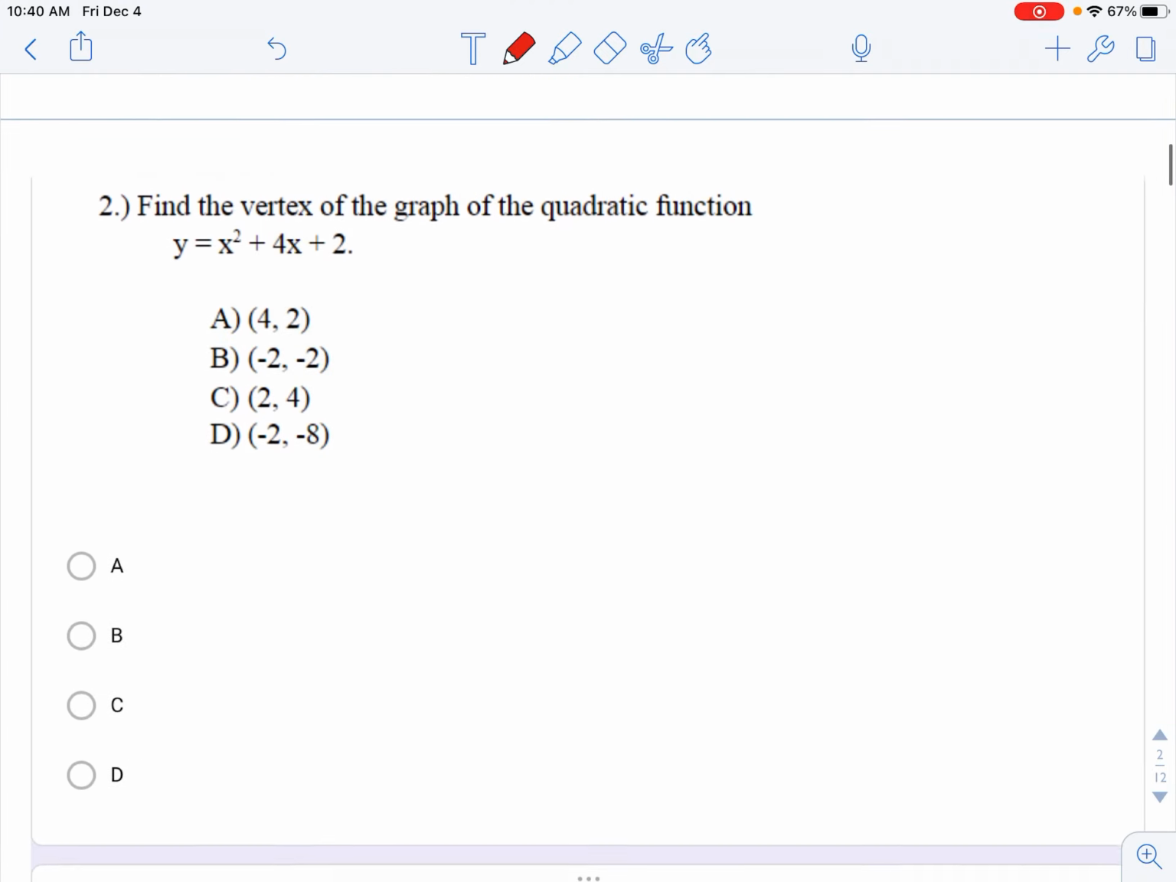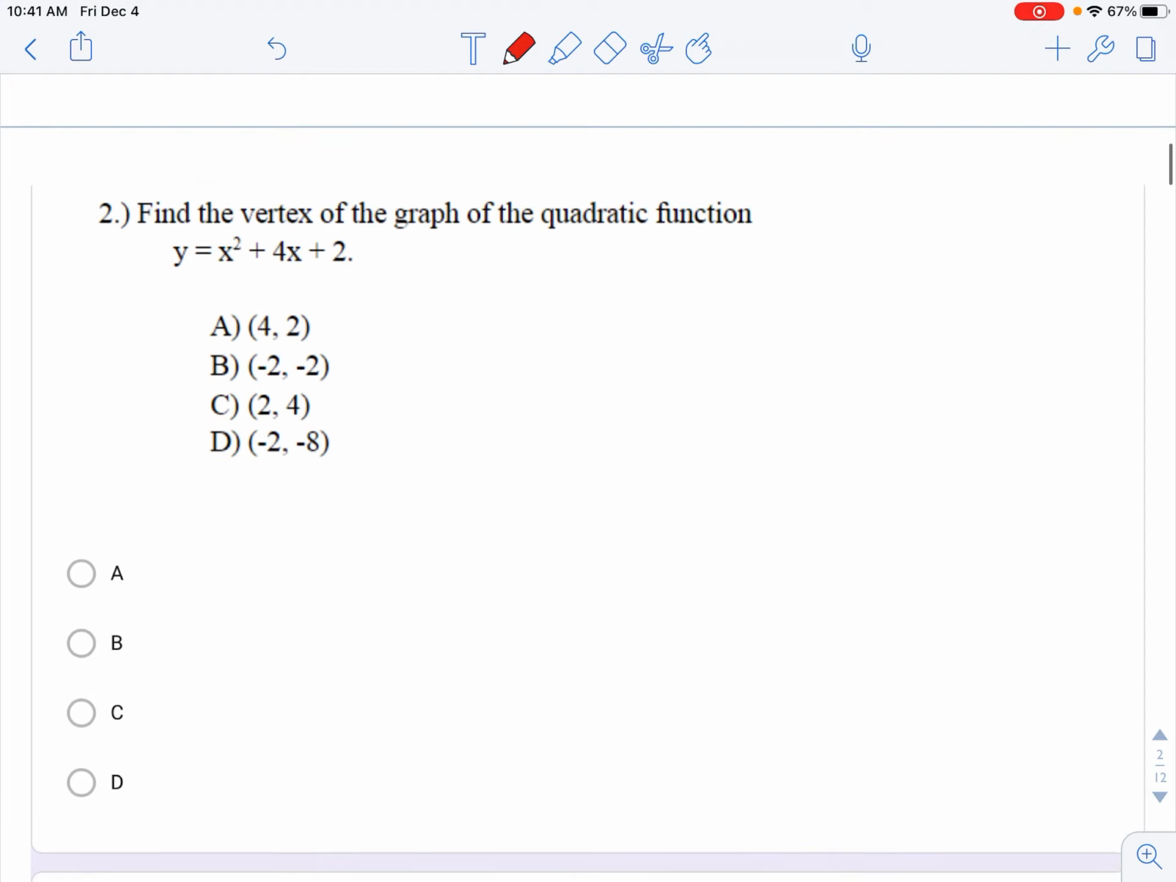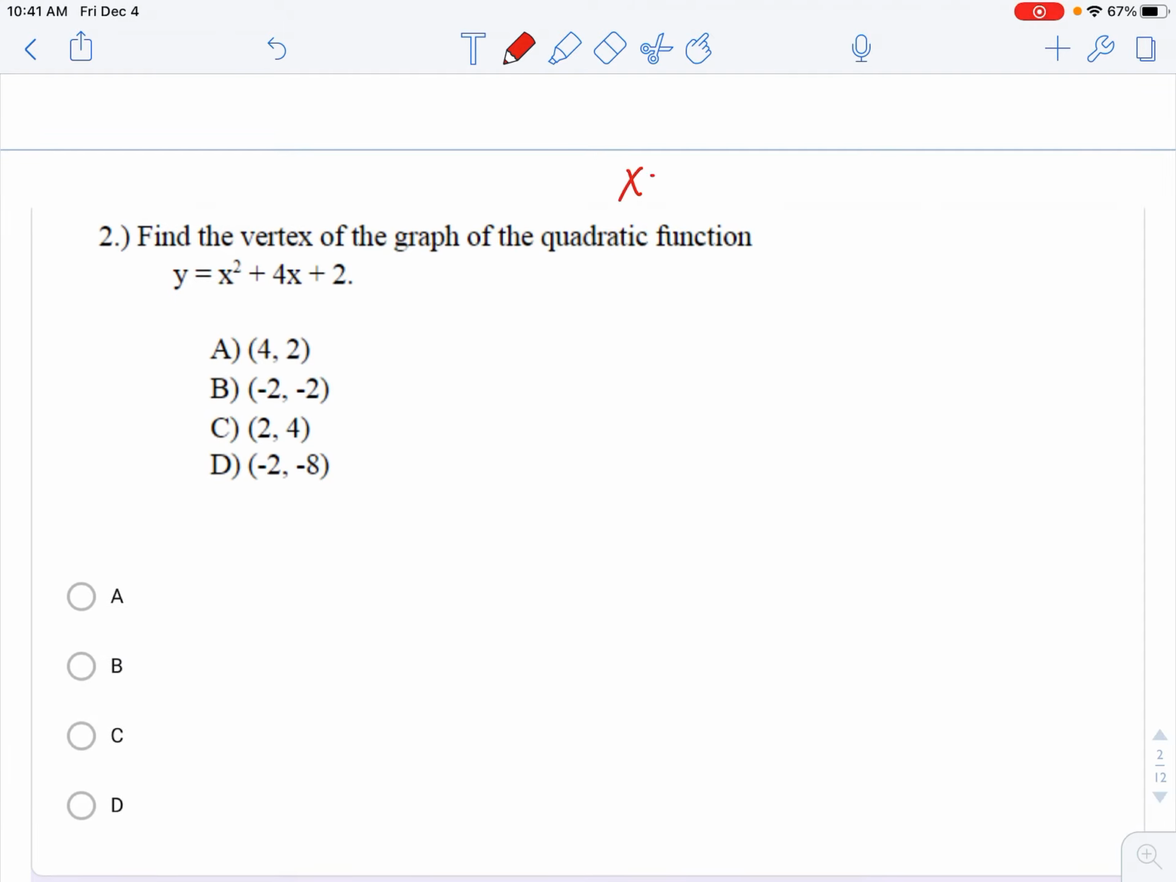Number 2. Find the vertex of the graph of the quadratic function. The vertex formula is x equals -b over 2a. In this problem, a is 1, b is 4, c is 2, but that has nothing to do with anything because the formula only has a and b in it. So vertex, -4 over 2 times 1. That works out to be -4 over 2, which is -2.